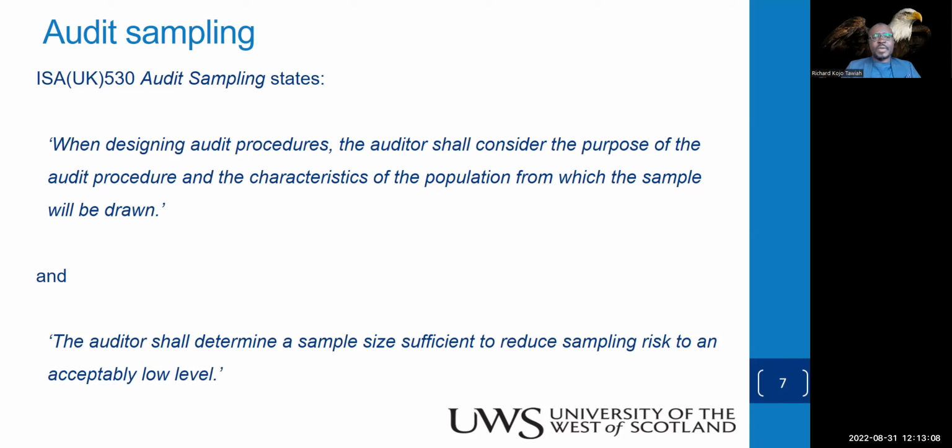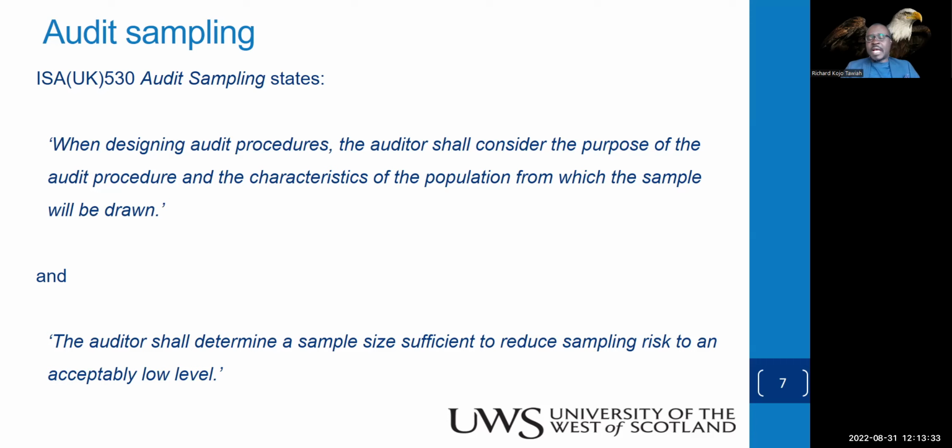Now, when designing audit procedures for sampling, ISA 530 tells us that we should consider the purpose of the audit procedure and the features of the population from which we are selecting the sample. And again, we should select a sample size which is sufficient to reduce the sampling risk to an acceptably low level. Another terminology has come up: sampling risk.